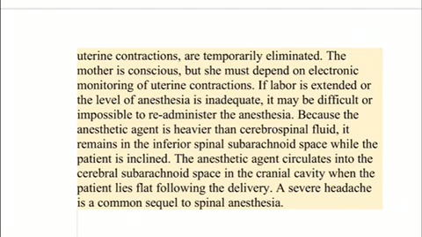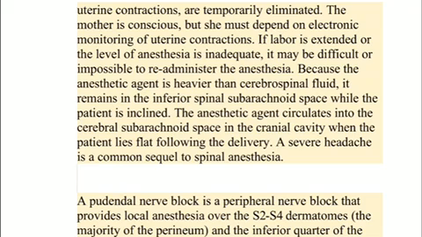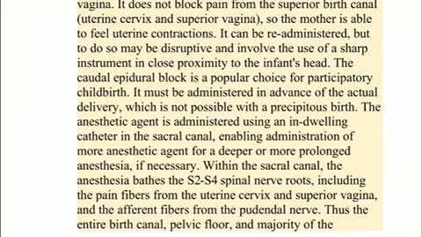What about a pudendal nerve block? A pudendal nerve block is a peripheral nerve block that provides local anesthesia over the S2 to S4 dermatomes. That's the majority of the perineum. You also have anesthesia provided over the inferior quarter of the vagina. The pudendal nerve block does not block pain from the superior birth canal, where you have the uterine cervix and superior vagina. So the mother is able to feel uterine contractions.